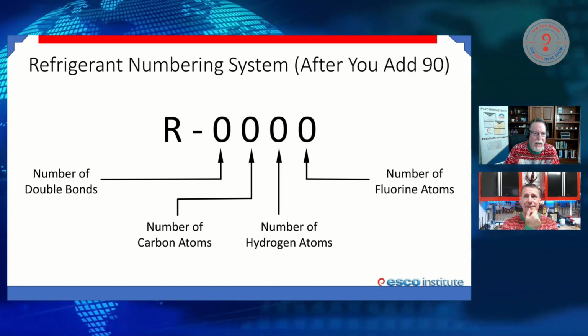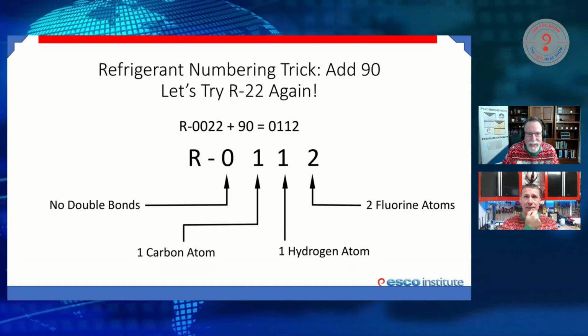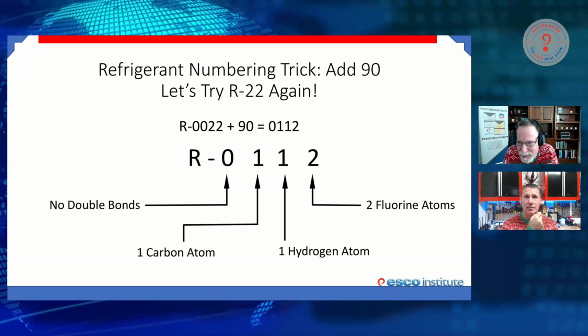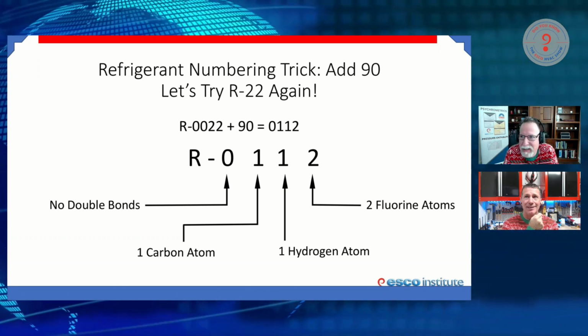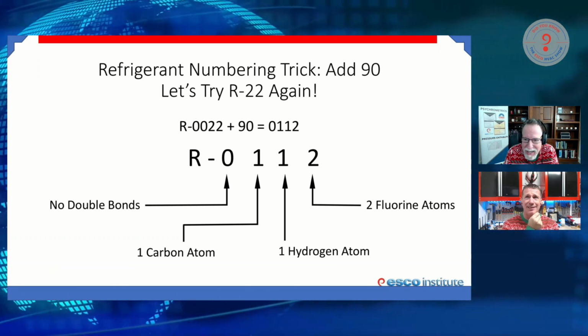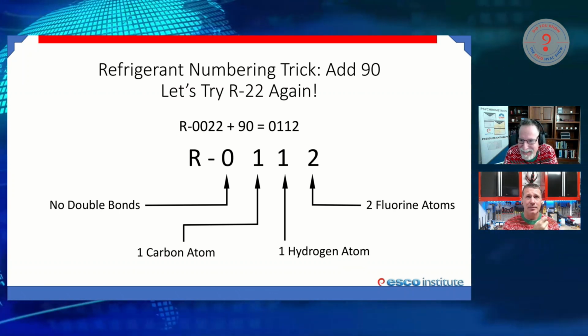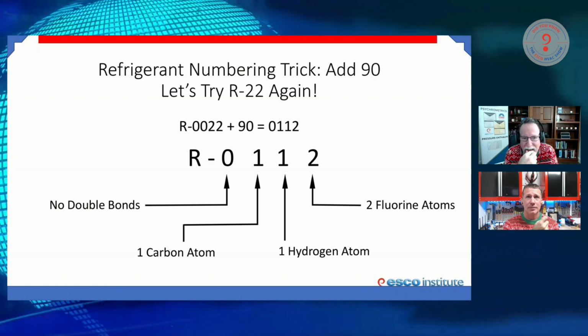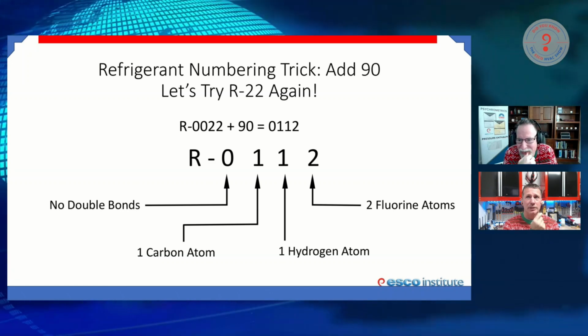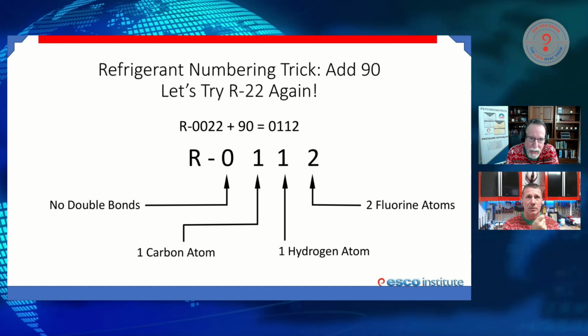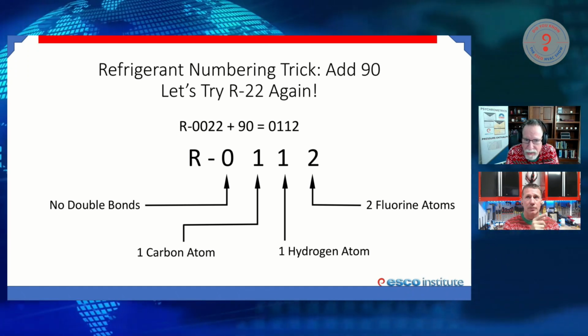So let's look back at R22 and do it again. It makes life a lot easier, and this is how we're going to run the rest of the class. So we took R22, and we add 90 to it. 90 plus 22, last time I checked, was 112. So now we look at 0, 1, 1, 2.